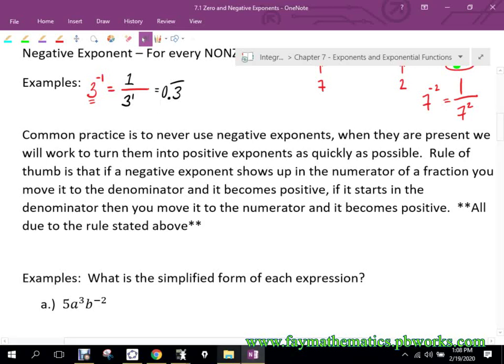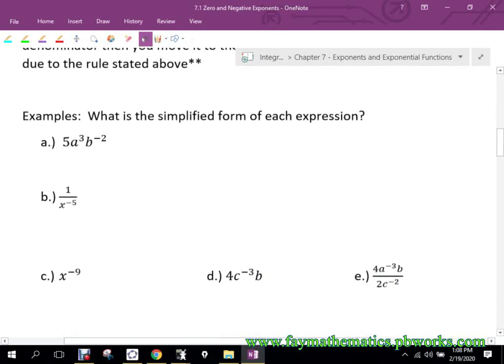So, what I want to do is go through a handful of examples and see if we can master this concept. The first one here, question A, is not a fraction. When you do all of these, you're going to want to think about there being a fraction, because the rule says to move things from numerators to denominators. If I don't have a fraction to start with, it's hard sometimes to realize what the denominator is. So if there is no fraction, I want you to make it a fraction. Put this over 1.